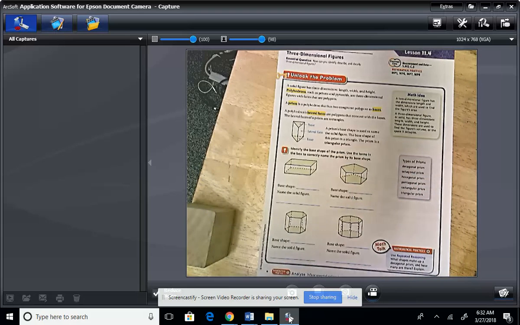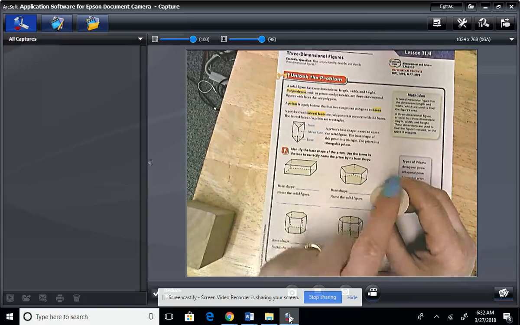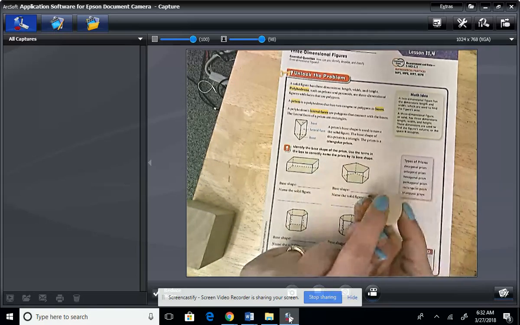So, a solid figure has three dimensions: length, width, and height. A polyhedron, such as a prism or a pyramid, is a three-dimensional figure whose faces are polygons. A prism is a polyhedron that has two congruent polygons as bases. So a prism has two of them. So we have two bases. Here's a base and here's a base.